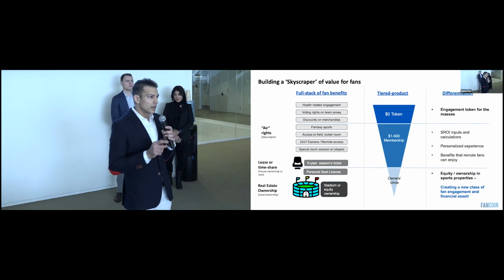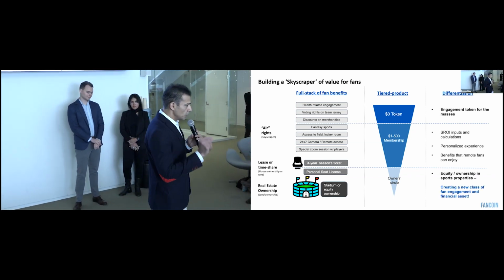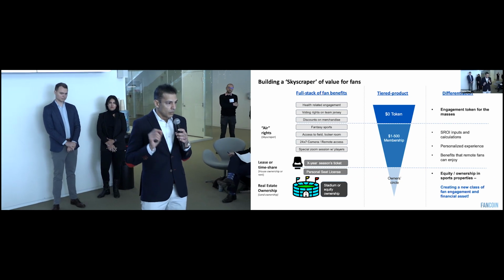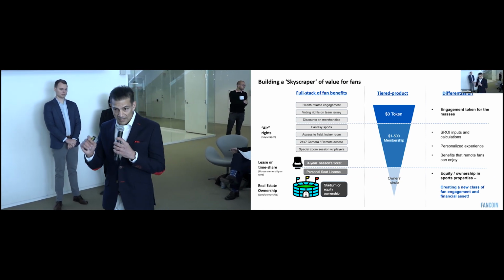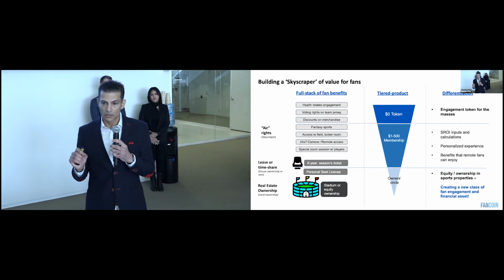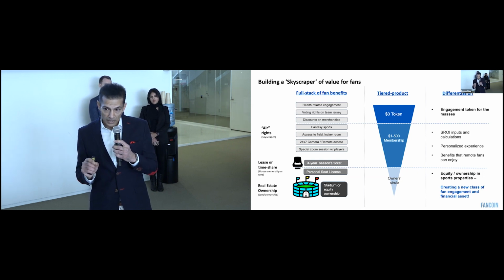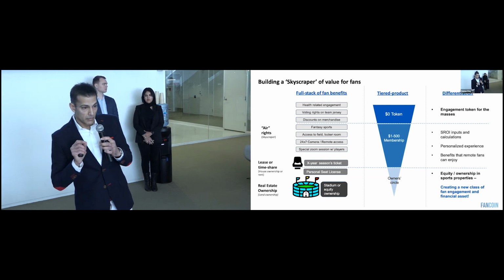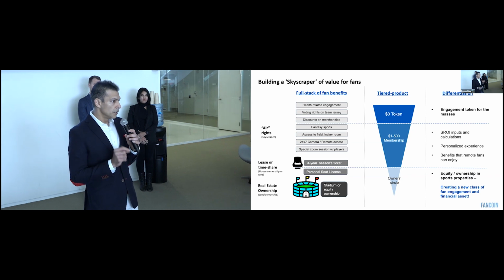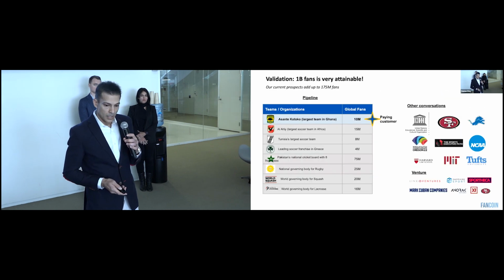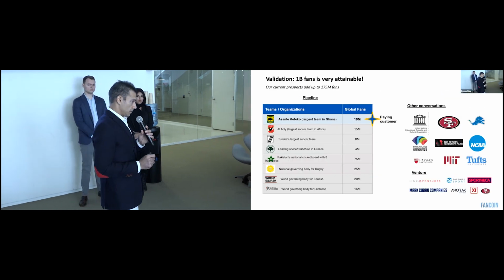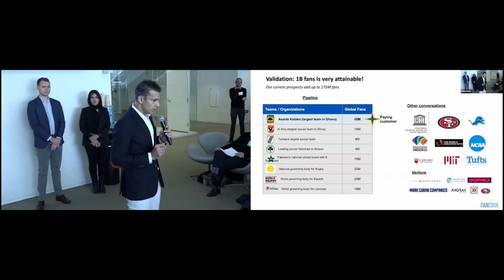We are differentiated across several vectors, but the two that I'm really excited about: one is the engagement token for masses, and the second is the equity token. I believe that we have an opportunity to create a new financial asset. And this goal is very attainable. Our early conversations are bearing fruit.